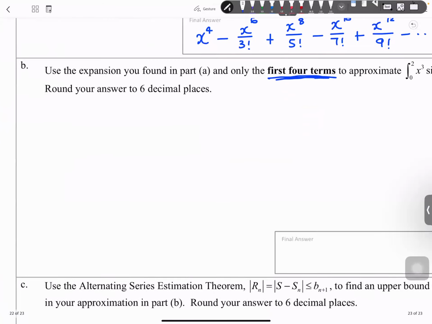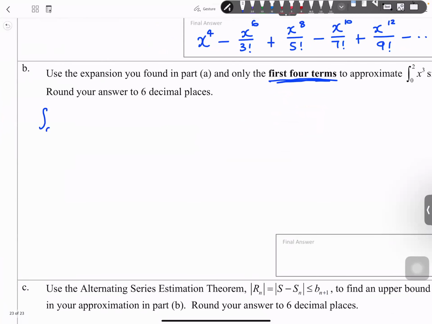So if I use the first 4 terms, we're going to find the integral from 0 to 2 of x to the power 4 minus x to the power 6 over 3 factorial, x to the power 8 over 5 factorial, x to the power 10 over 7 factorial. They said 4 terms. Use exactly as many terms as they tell you to use. Otherwise, your answer is not going to be the same. All right, here we go.